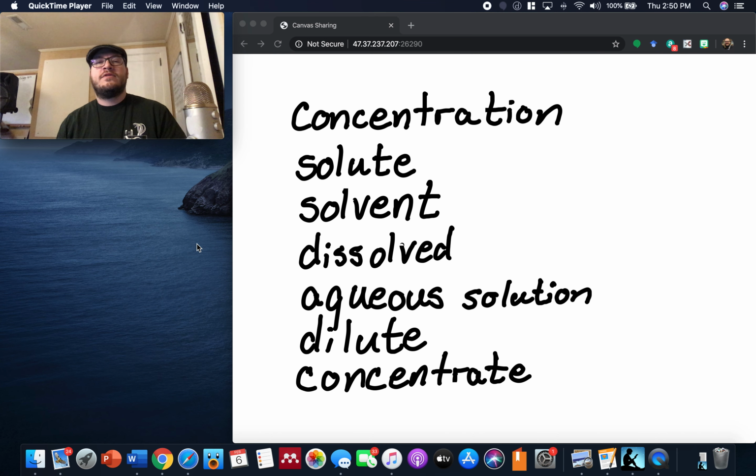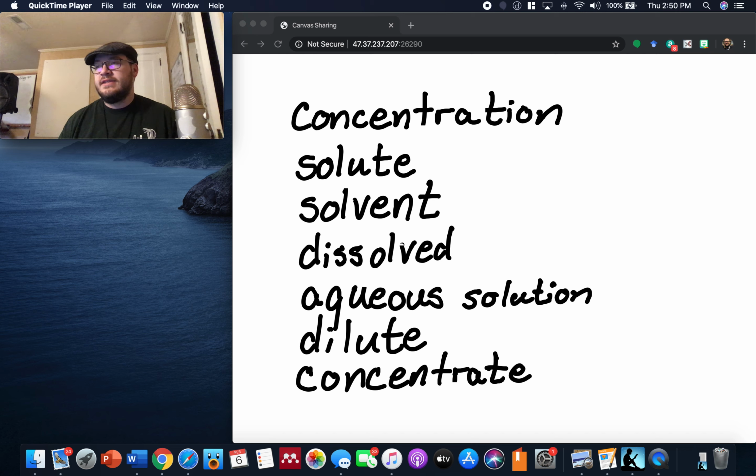Great. So there are several terms that you need to know about, which are related to the idea of concentration: solute, solvent, dissolved, aqueous solutions, dilute, and concentrate. If you look in section 3.3 of your text, right in the beginning of solutions, it talks about the definition of these terms. I'm not going to define all these terms. I trust you can look in and see about all of them.